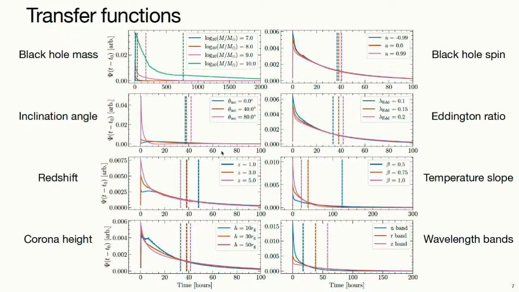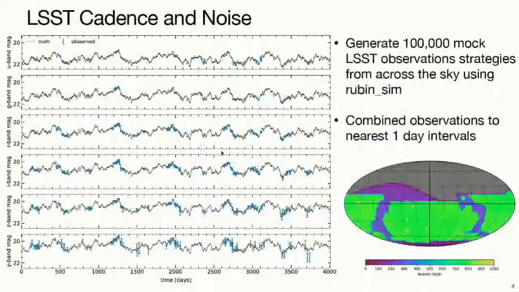But we also have many other parameters like the black hole spin, inclination angle, Eddington ratio, and redshift. I also want to point out the temperature slope. We actually vary the temperature slope. This could be interpreted as a wind model, which our collaborator will talk about more tomorrow. So we actually deviate from the standard model, and also vary the corona.